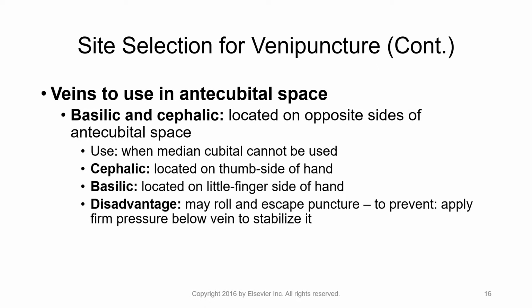Your numbers 2 and 3 for best veins in the antecubital space: basilic, which is medial on the antecubital space, and cephalic, which lies lateral on the antecubital space, should be used when the median cubital is not available, not palpable, can't find it, can't see it. Cephalic, thumb side; basilic, pinky side. They both roll. Basilic more than cephalic, but they both roll. They're both smaller. They are more difficult to draw blood from than the median cubital. So if you can avoid it, do.